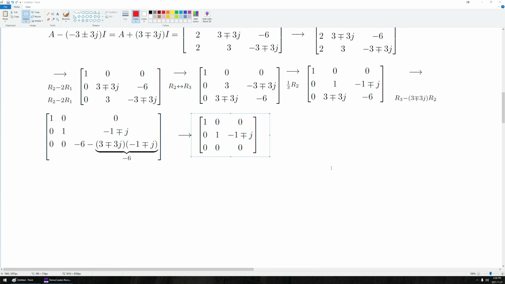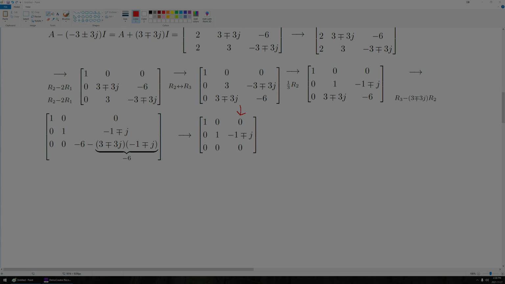Okay, so from here you can say, hey, what's my free parameter? Well, my free parameter is associated with this column. Let's introduce that to be t. So if my x3 is equal to t, then my x1 would just be 0, and my x2 would just be negative of this.